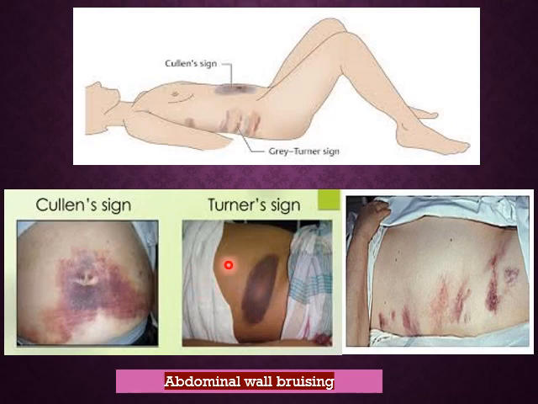This slide shows you the abdominal wall bruising that can occur in acute pancreatitis. Here you have bruising around the umbilicus and the anterior abdominal wall, and this is known as Cullen sign. And here there is bruising in the lateral abdominal wall, and this is known as the Grey Turner sign. Here, extensive bruising extending from the lateral abdominal wall, pelvis, and the upper thigh.